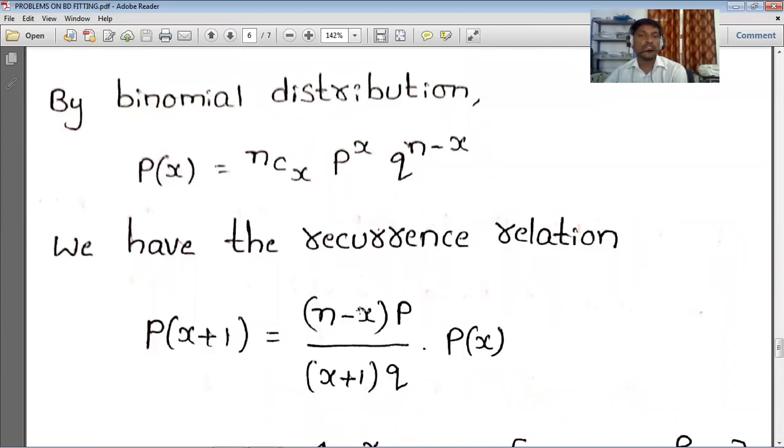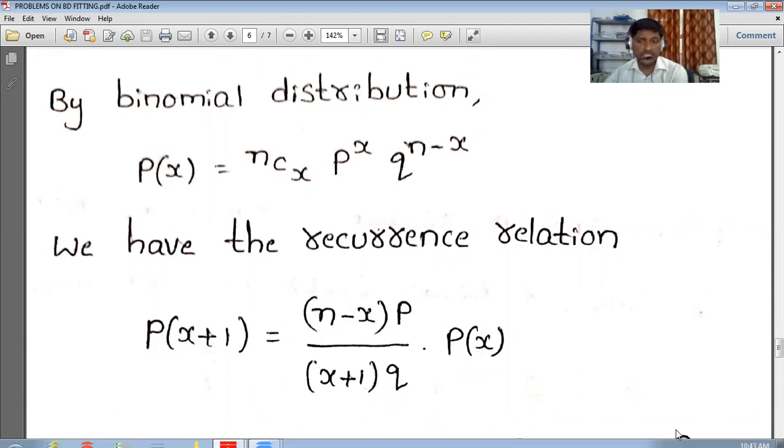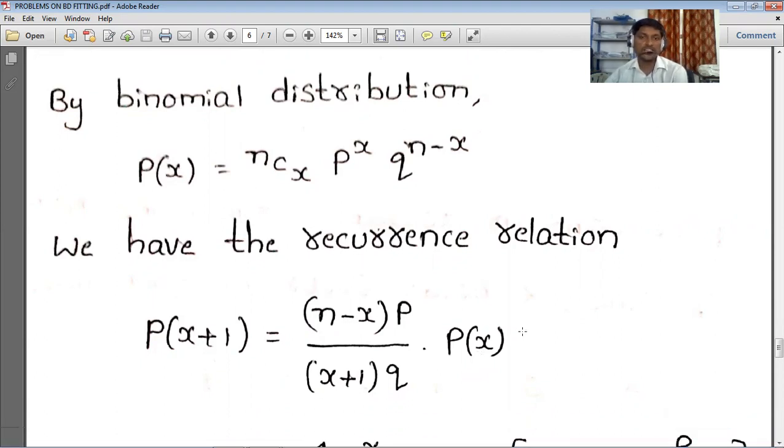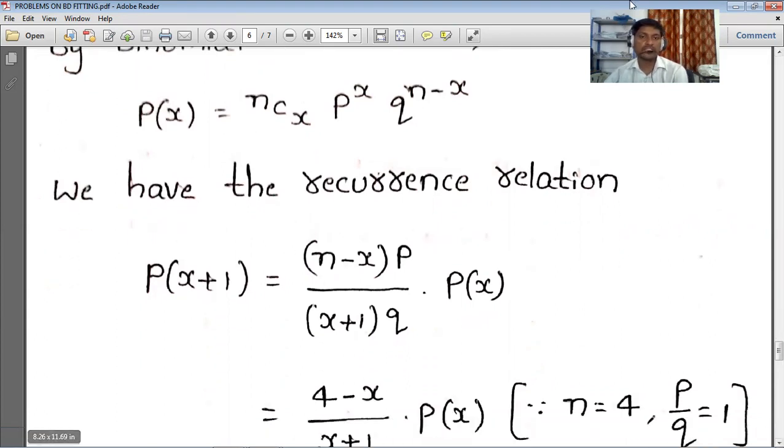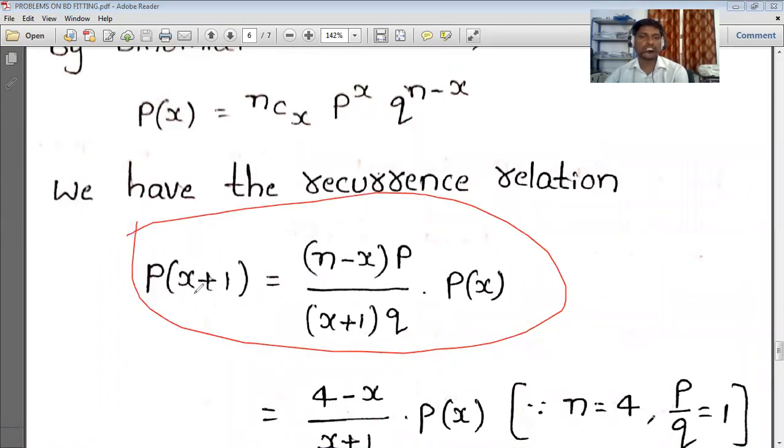Okay, so here it is. What is meant by a recurrence relation is a general relation which is used to calculate different values, like P of 1, P of 2, P of 3 and so on, up to P of n. That's why we call it a recurrence relation. So here it is: P of x plus 1 is equal to P of x into (n minus x) by (x plus 1) into p by q. This is the recurrence relation.